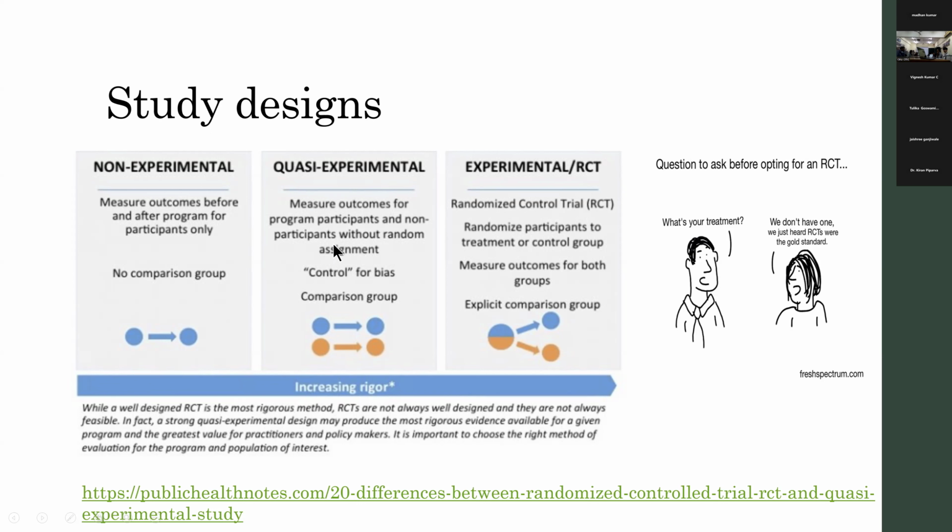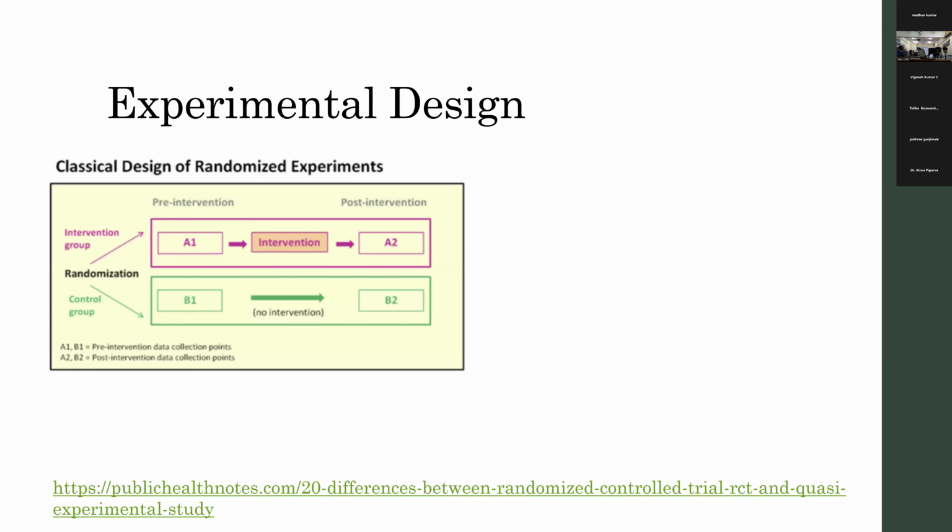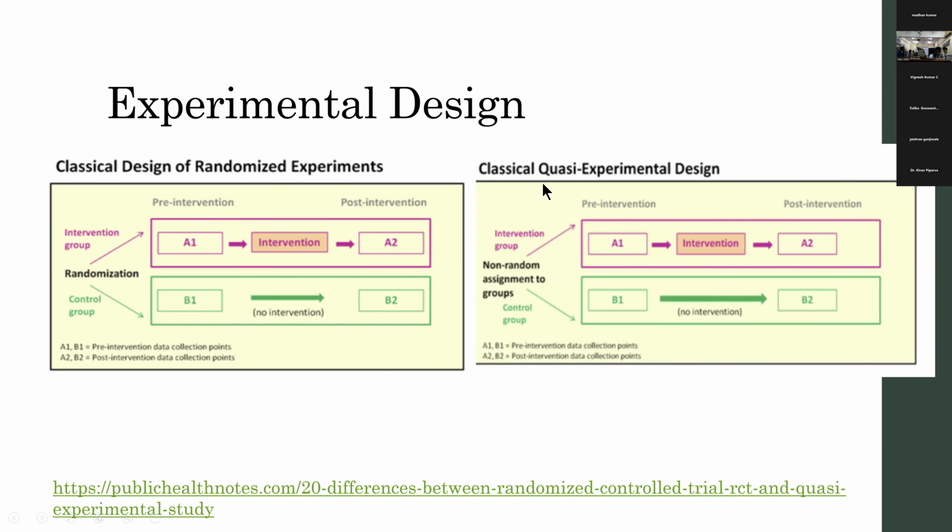So here you can measure outcomes for the participants. There is a control and an intervention group. They are not randomly assigned. So there is control for bias and a comparison group, but it's not randomized. In a classical design, we know there's an intervention group and a control group. They are randomized into two different groups, followed by the intervention, and post-intervention we look at what the difference is. In a quasi-experimental design, there is no randomization. There are two groups. We can have either only post data, or we can have pre and post data, and we can compare.